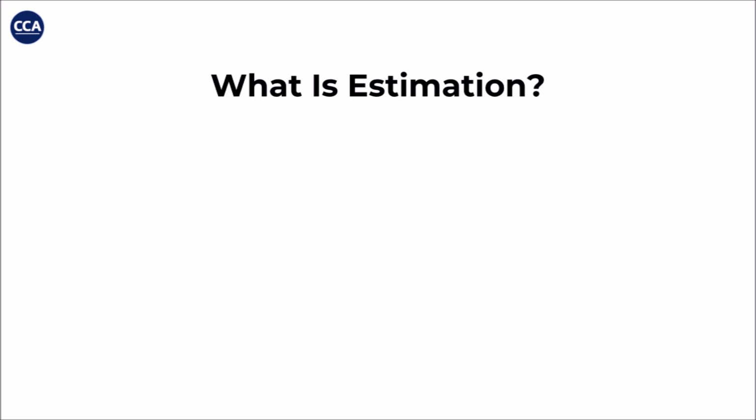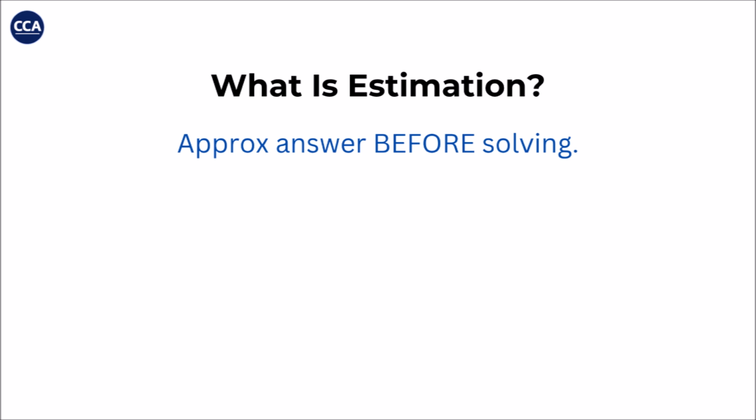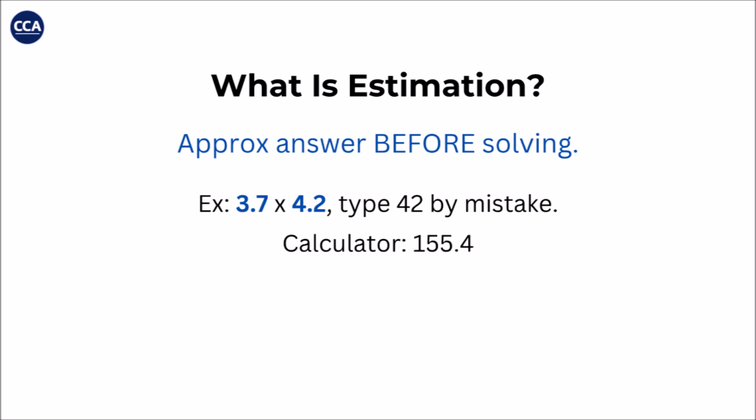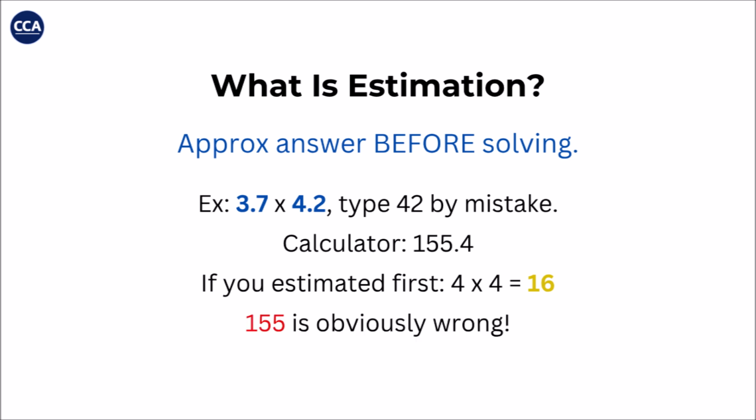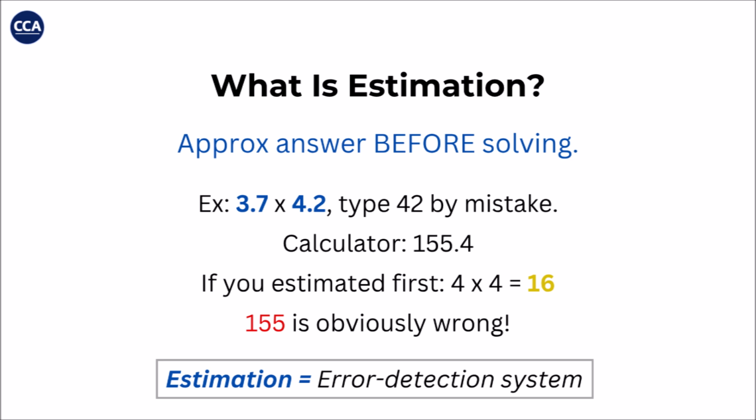Now let's talk about estimation, and why it makes you more powerful than a calculator. Estimation means finding an approximate answer quickly, before you solve the actual problem. Here's why it matters. Imagine you're solving 3.7 multiplied by 4.2 on your calculator. You accidentally press 42 instead of 4.2. Your calculator shows 155.4. If you had estimated first that 4 times 4 is 16, you would instantly know something is wrong. 155 is nowhere near 16. Remember, estimation is your error detection system.